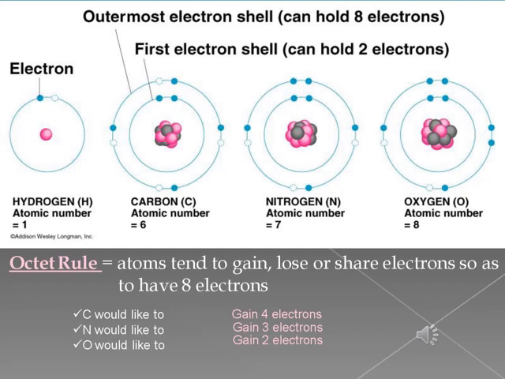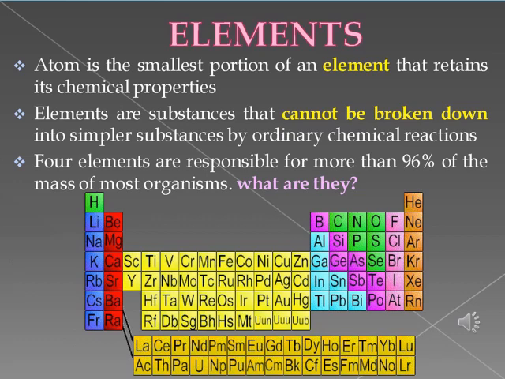Have you heard about the octet rule? The octet rule is when atoms tend to gain, lose, or share electrons so as to have 8 electrons. Next, what are elements? Elements are substances that cannot be broken down into simpler substances by chemical reactions. Of course, an atom is the smallest portion of an element that retains its chemical properties. There are 4 elements responsible for more than 96% of the mass of most organisms. Do you know what they are? This question, I want you all to answer in the tutorial class.